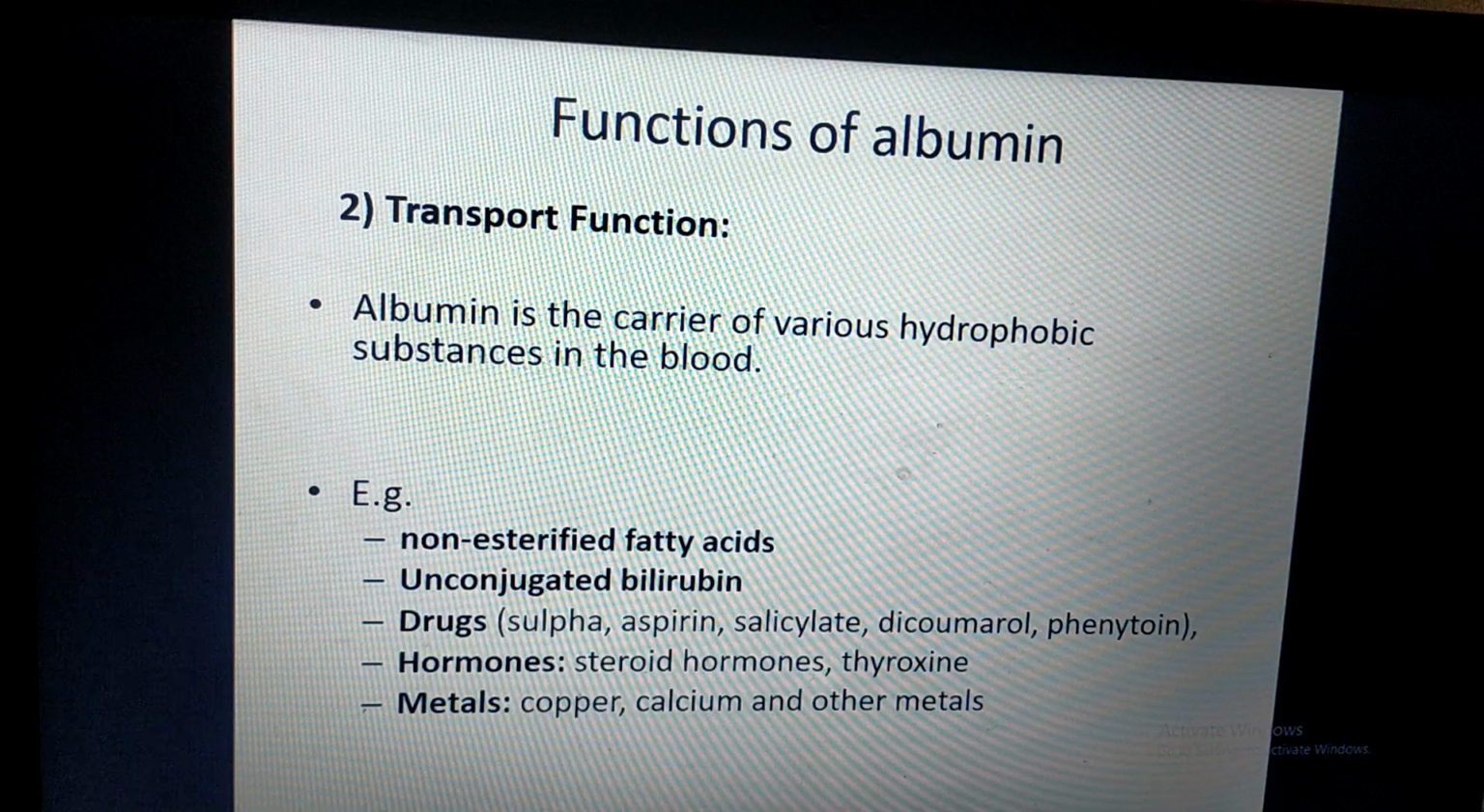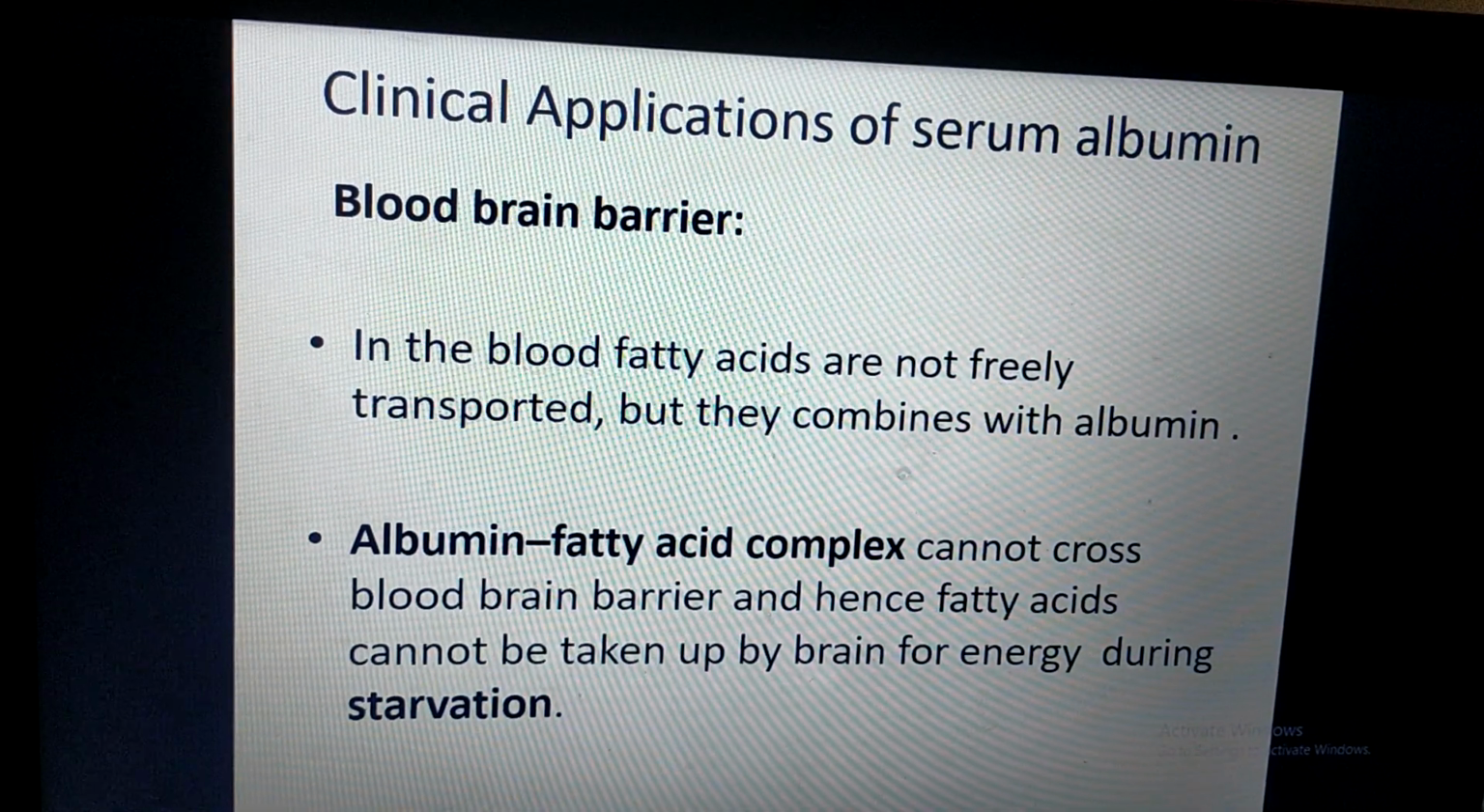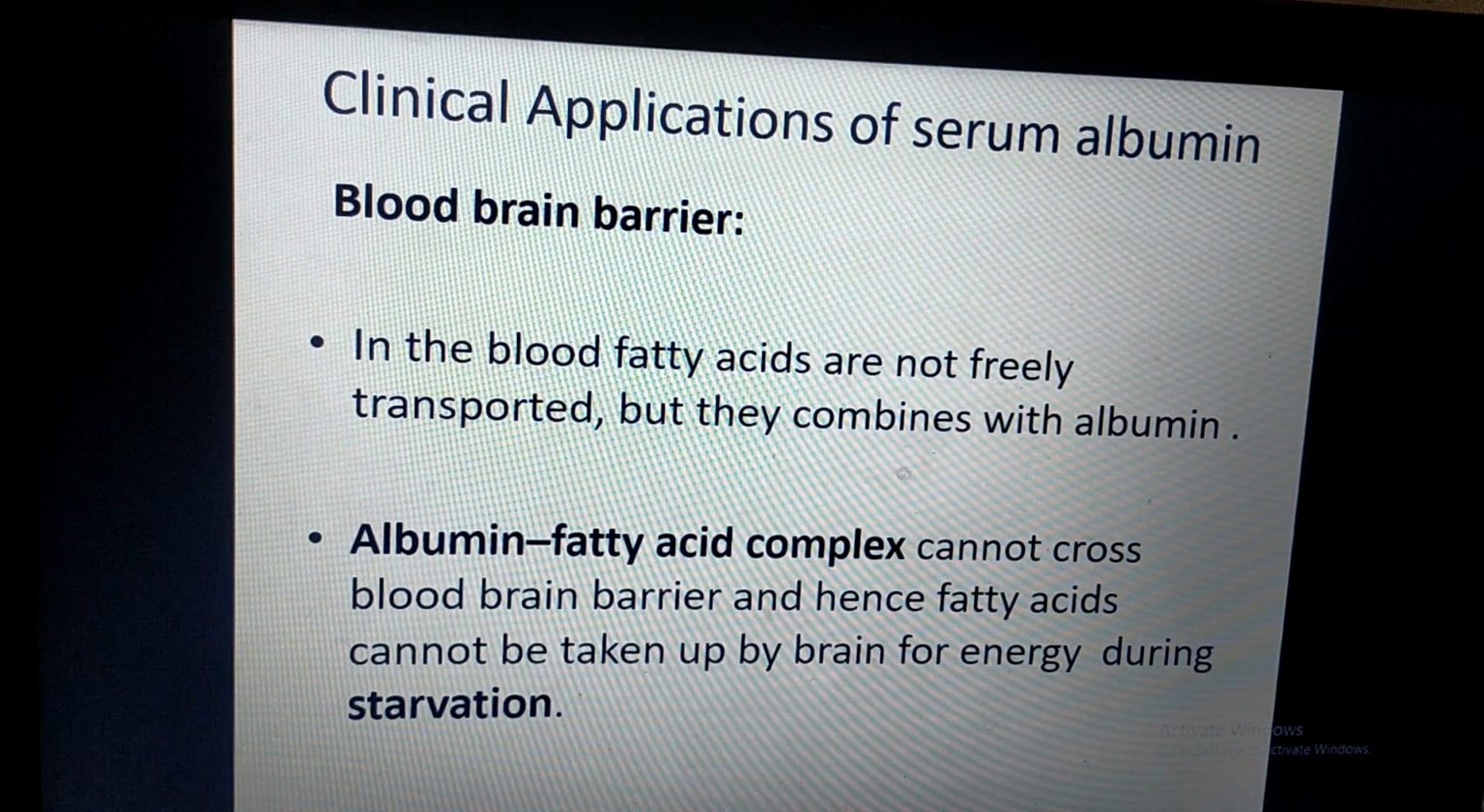Some hormones like steroid hormones and thyroxine are also transported by albumin, and some metal ions like copper, calcium and other metal ions are also transported by albumin. So albumin acts as a transporter of a wide variety of substances in the blood. Now we will see the clinical applications of this transport function.